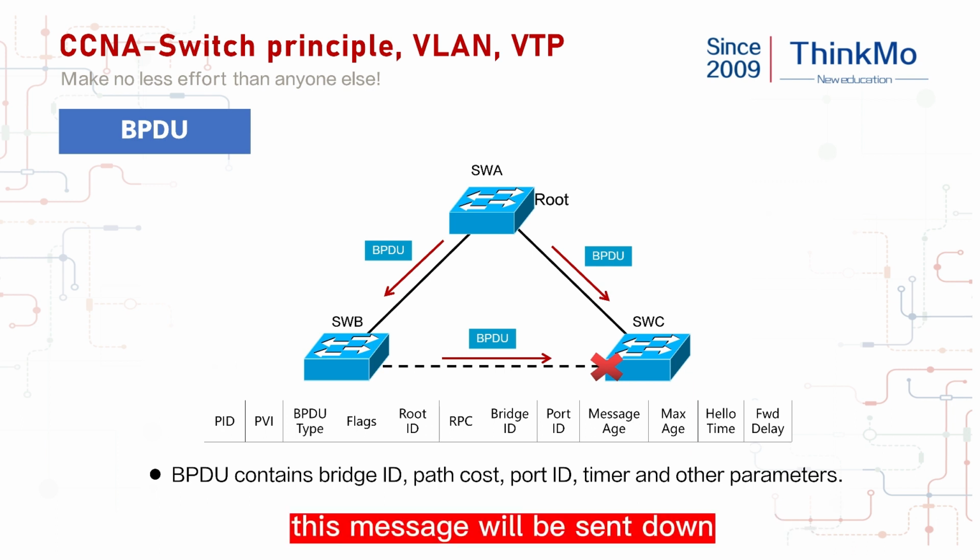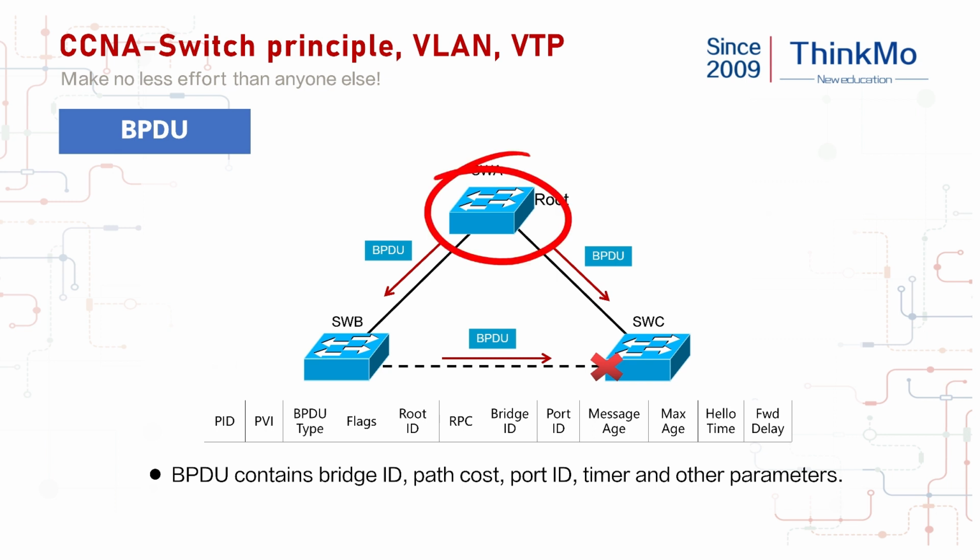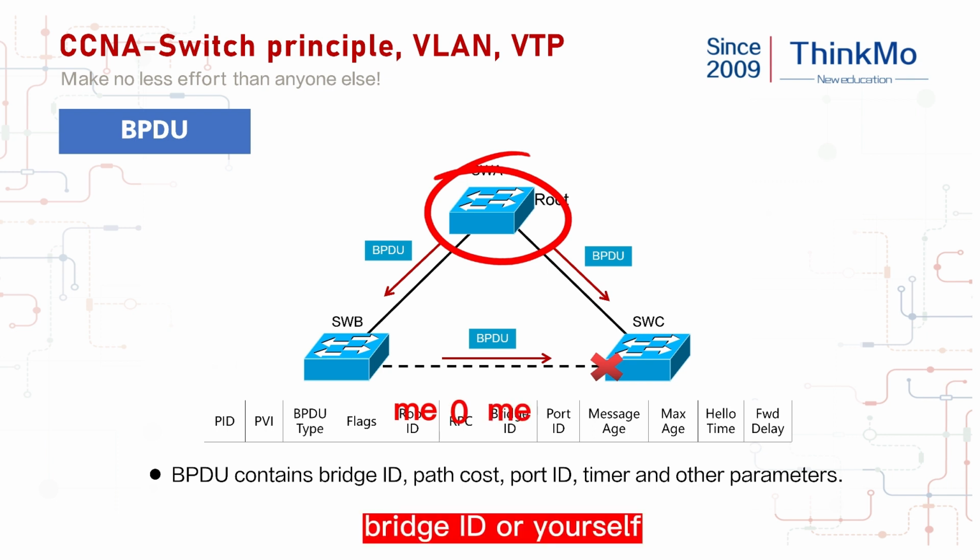This message will be sent down. For example, now this message is sent to switch B. If this is the root, it should be filled like this. First, the root ID is yourself, that is, me. RPC is 0. The bridge ID is also yourself, that is, me. Say this is interface 1, so the port ID is 1. This is the message it sent out.